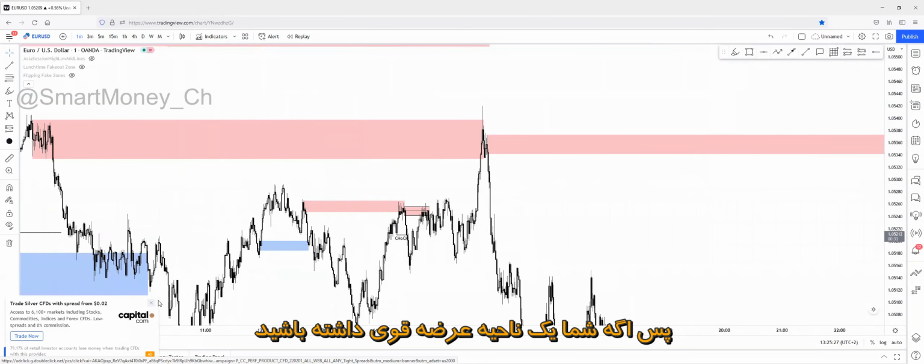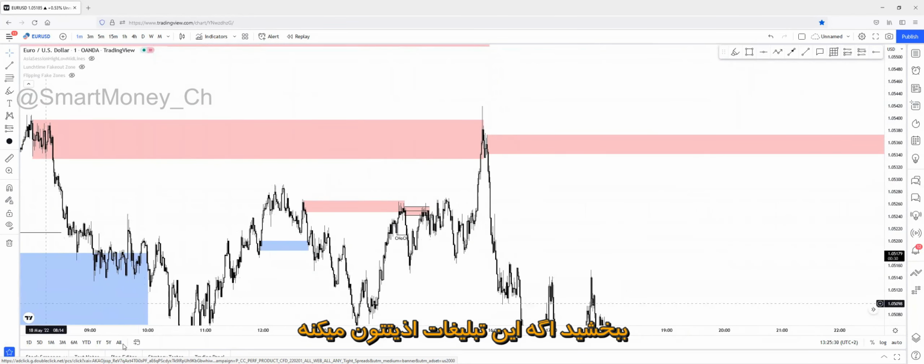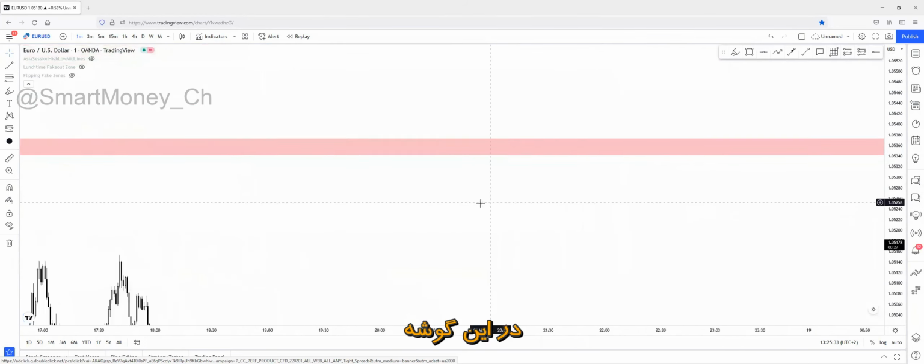So if you have a strong supply zone, sorry, these ads are so annoying in the corner.